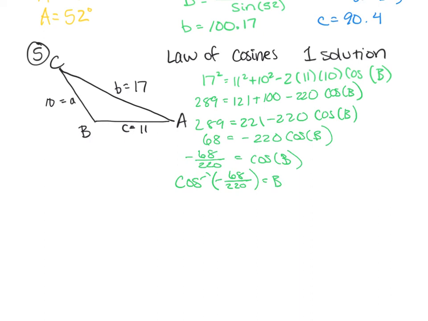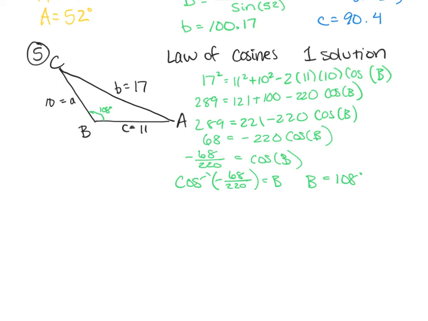Again, notice I haven't plugged anything into my calculator. I haven't simplified anything yet. But when I do this, I get 108 degrees. So that's step 1 for law of cosines.